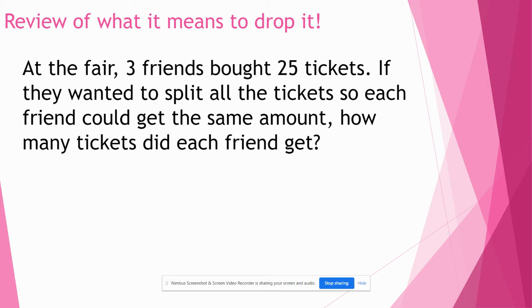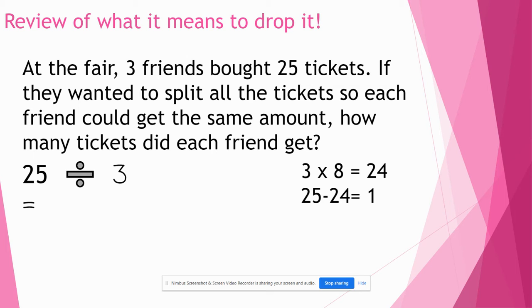At the fair, 3 friends bought 25 tickets. If they wanted to split all tickets so each friend could get the same amount, how many tickets did each friend get? Well, I know that there's 25 tickets and there's 3 friends. So it's 25 divided by 3. I'm going to have a remainder because 3 times 8 will give me 24, which gets me close to 25 without going over, with a leftover of 1.